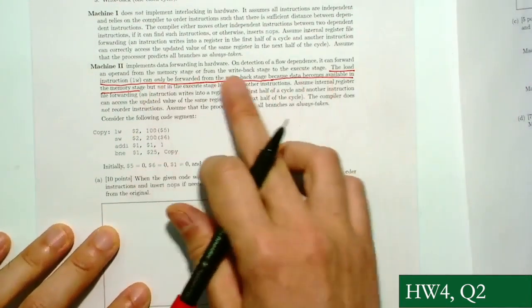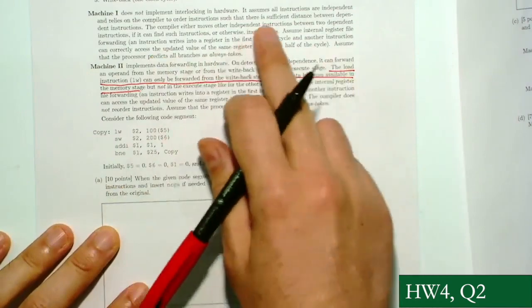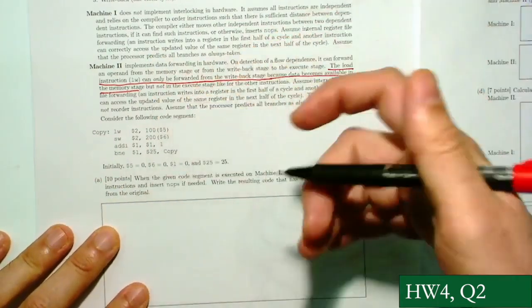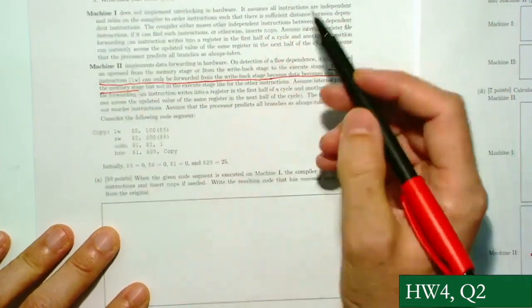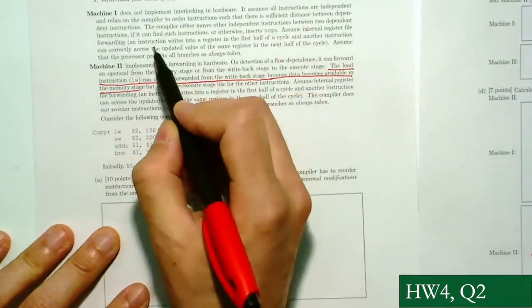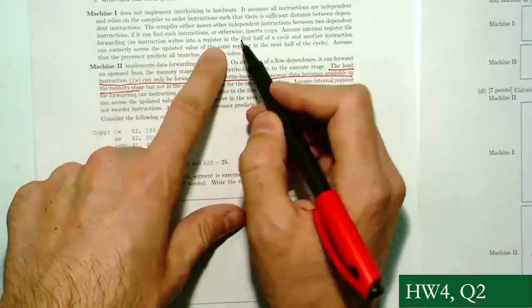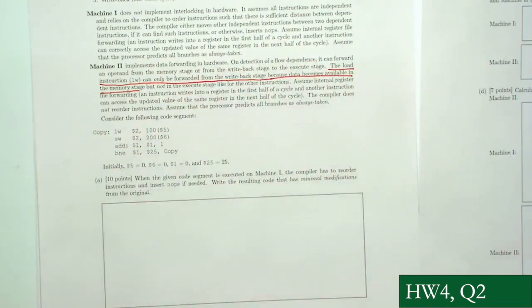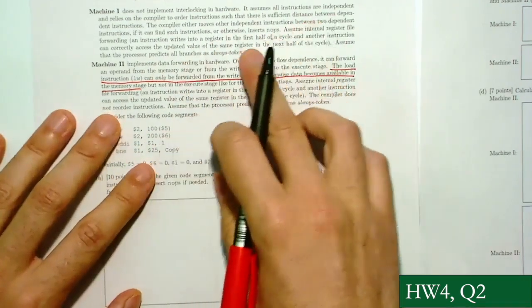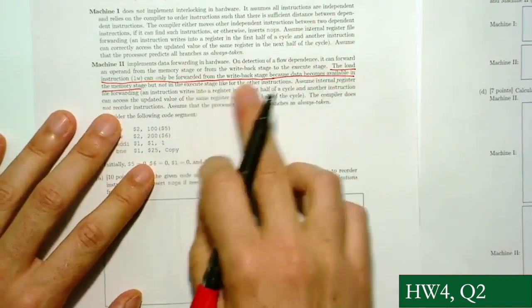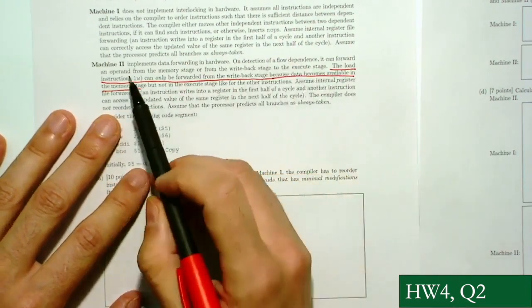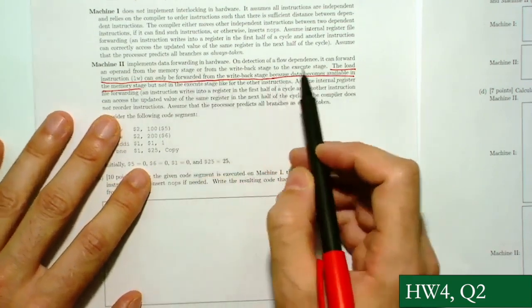But yeah, basically, here the exercise is pretty clear in that sense, right? It doesn't talk about how this is implemented in the hardware, but you assume internal register file forwarding, so an instruction writes into a register in the first half, and other instructions can read in the second half. This is for register forwarding, and for the other forwarding, it can forward an operand from the memory stage or from the write back stage to the execute stage.